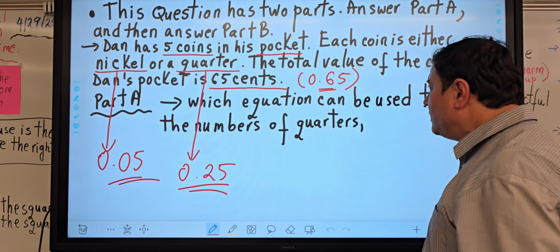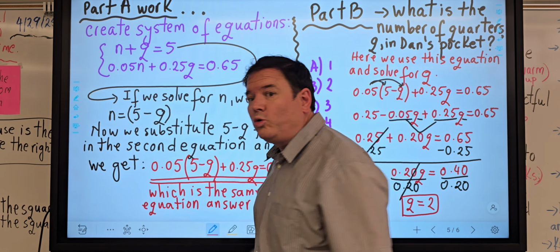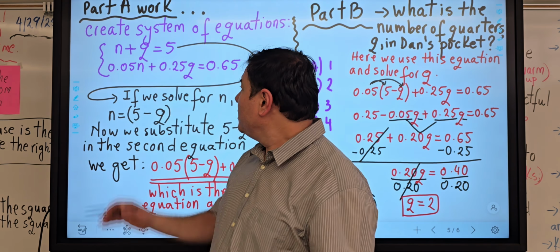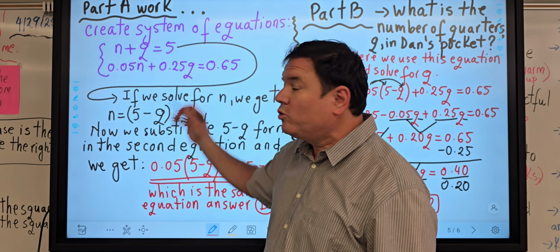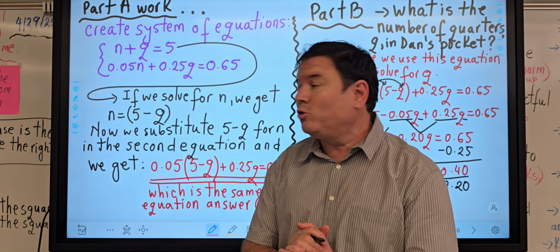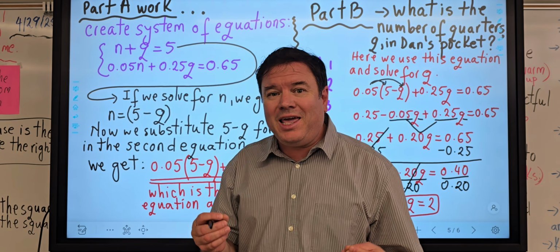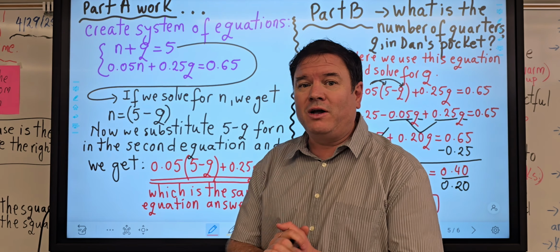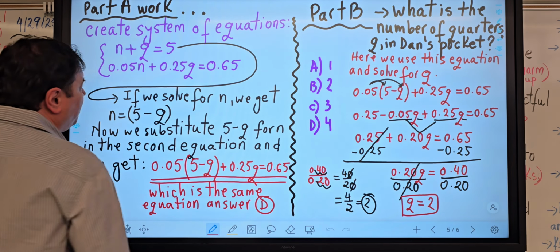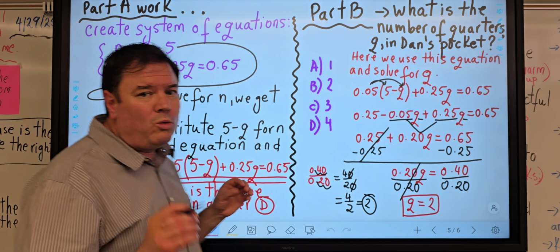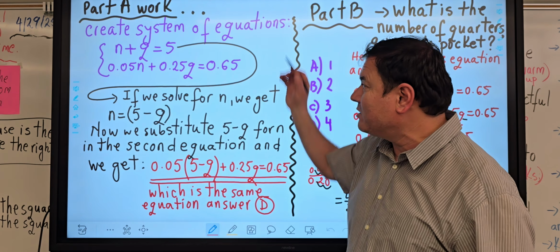Let's take a look at the second equation: 0.05N, because we do not know how many there are yet, plus, and we do not know how many quarters there are, but quarters are 0.25, so now we have plus 0.25Q. Altogether, the value of the money is 0.65, or 65 cents. And this is our system of equations. Make sure with this type of problem, you create a system of equations just like I did right here.